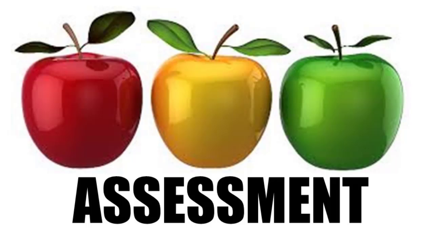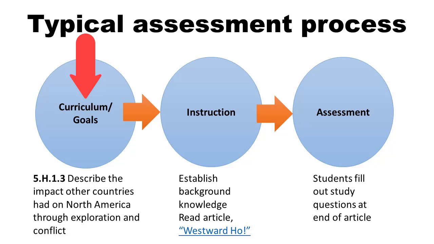For the first 10 years of teaching, my assessment process went something like this. I'd start off with a curriculum goal. So if I were teaching geography, I might pluck this standard out of the social studies pack, how other countries impacted North America through exploration and conflict, and go right to instruction. I'd find an article that seemed related. We'll all read Westward Ho! Then I would try to figure out some kind of assessment, usually cobbling together some quiz or exit slip. Sometimes I'd even borrow a test or quiz from the teacher next door.